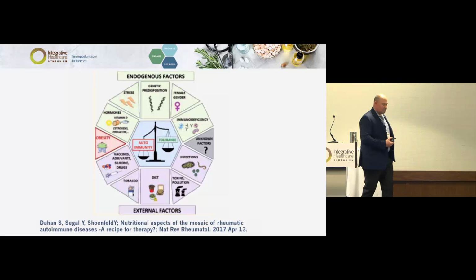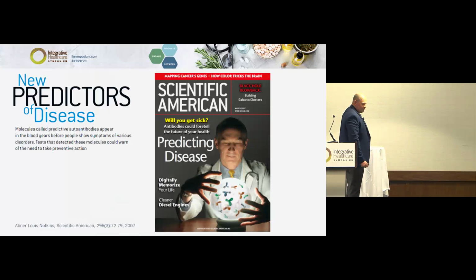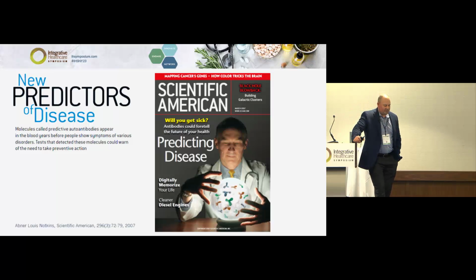This was an article in Scientific American back in 2007, and it was really looking at autoantibodies as a predictor of future disease. How many people in this room test antibodies regularly on your patients, just like you would do a CBC, metabolic panel, or lipid panel? Most of the people are familiar with this.